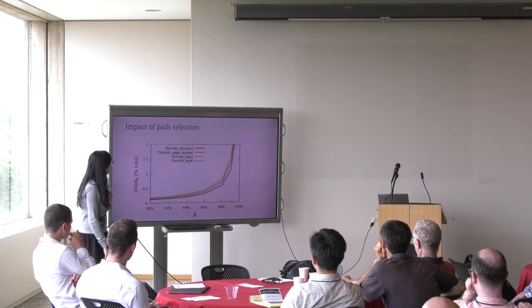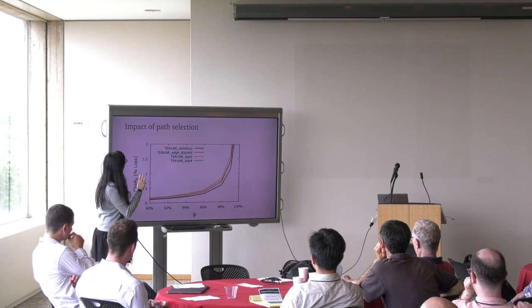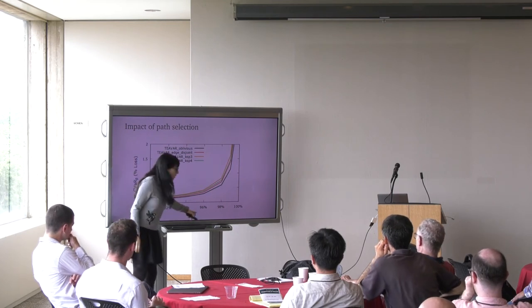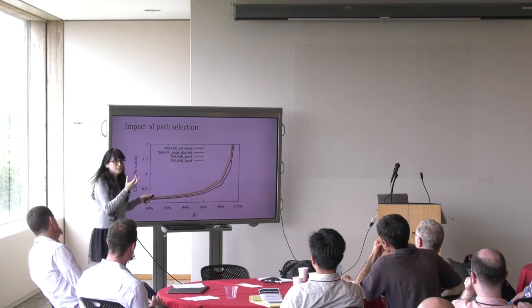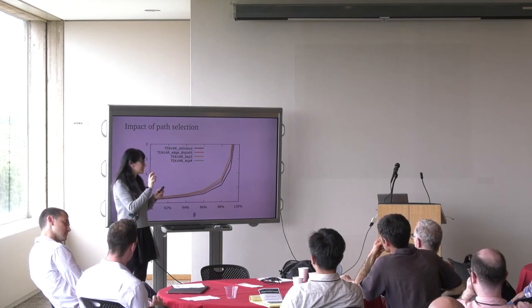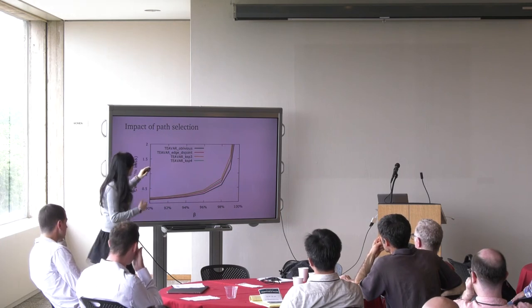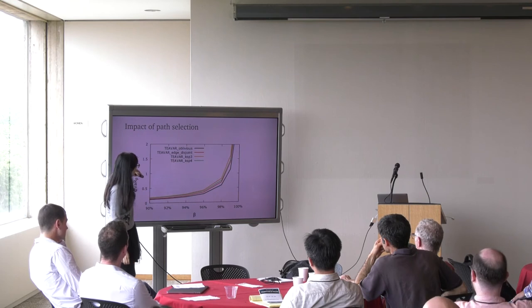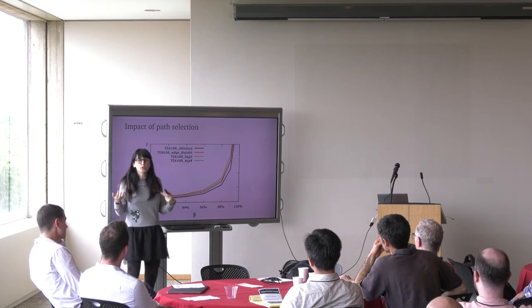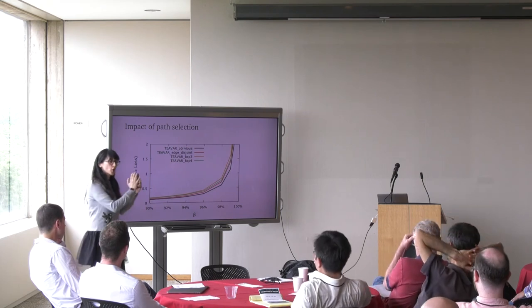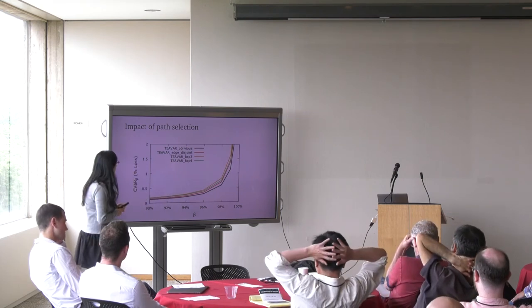Quick word about path selection. What I'm showing here is the beta value on the x-axis and the loss value on the y-axis. These are the scenarios that we weren't able to really satisfy. We experimented with different path selection algorithms, and the lower is the better. Our results show that every time we use oblivious path selection, we get better results. So it's a good idea to use oblivious.